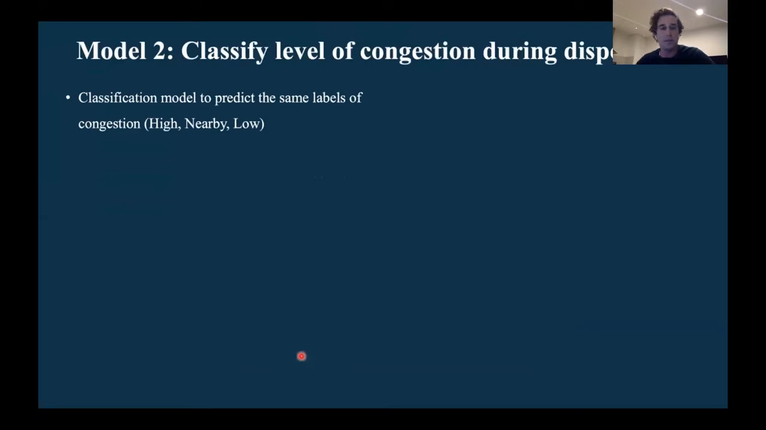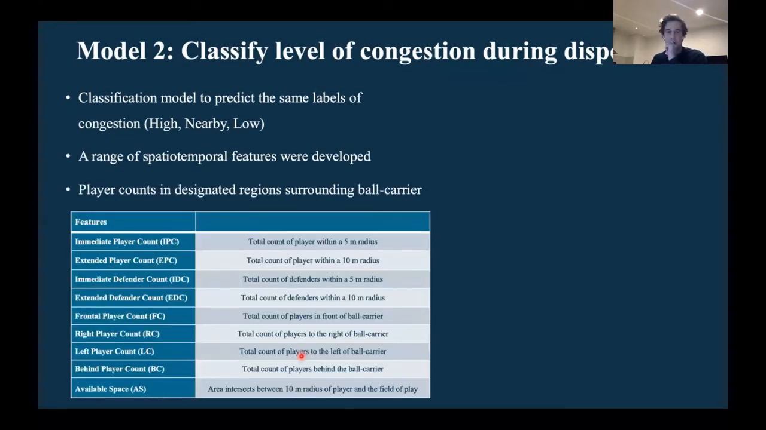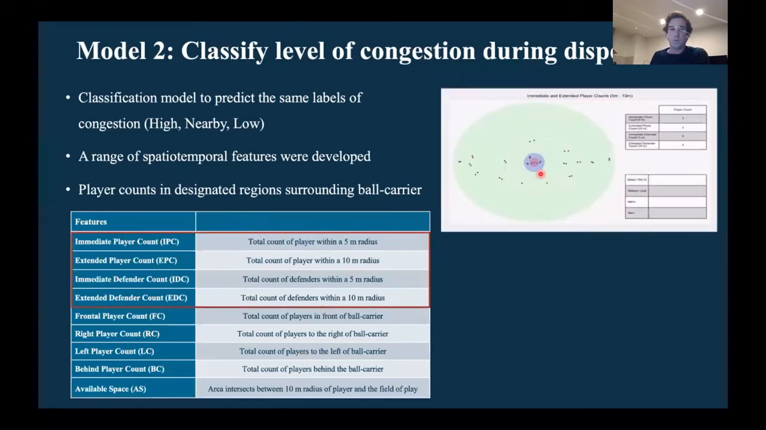So we developed a classification model to classify the same levels of congestion. To achieve this, we developed a range of spatial temporal features using the tracking data, and they mainly revolved around player counts. In this top half here, we split two radiuses around the ball at each point in time, a 5-meter radius and a 10-meter radius. The 4 separate features were the total count within each of these radii, and then just focusing on the number of defenders.